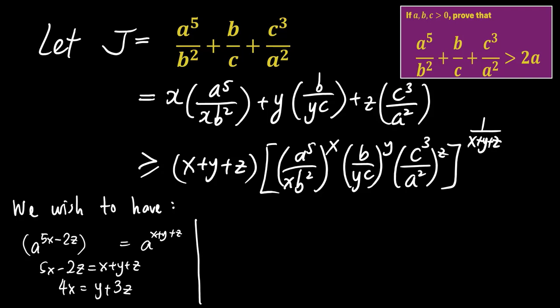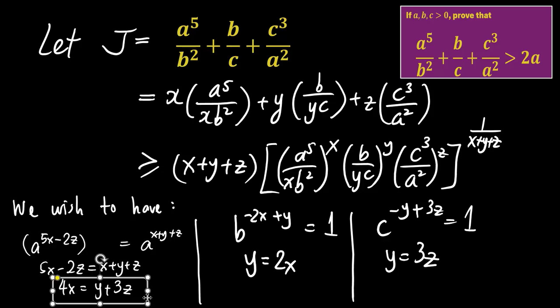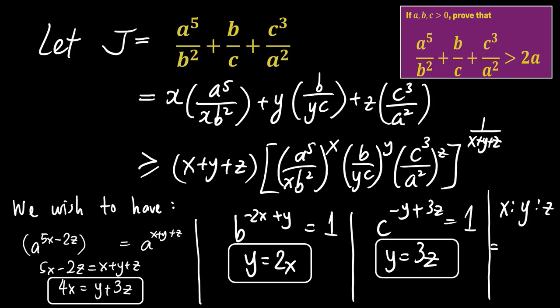And for b, we do not want to have any term in b. So b to the power of negative 2x plus y should be equal to 1, meaning that y equals 2x. And lastly, there's no term in c. So c to the power of negative y plus 3z also has to be equal to 1. So again, y equals 3z. Combining these three relations on x, y, and z, it is not difficult to see that the ratio of x to y to z is 3 to 6 to 2.